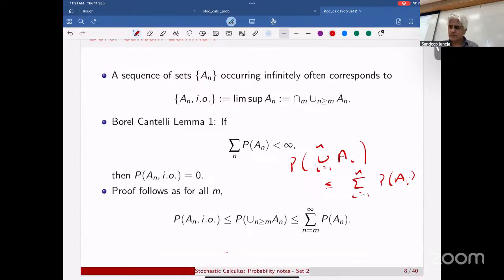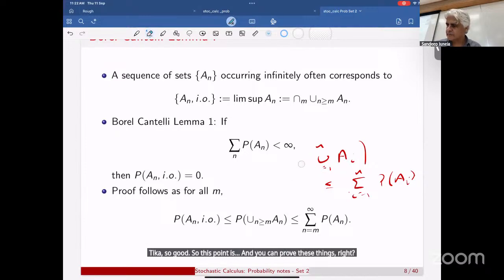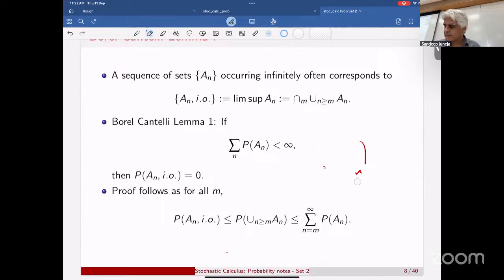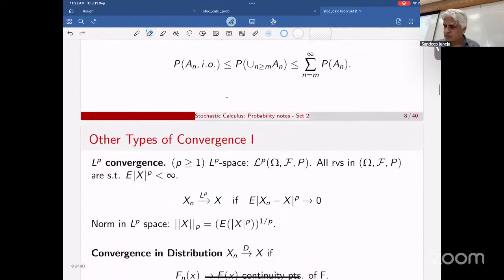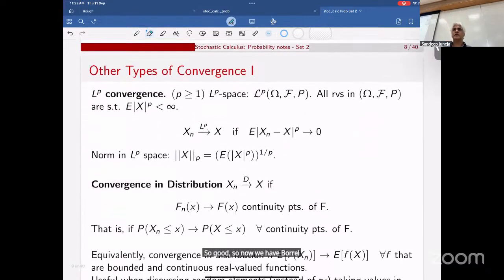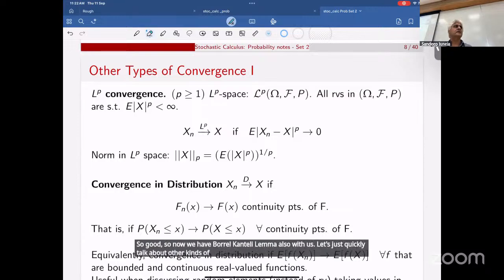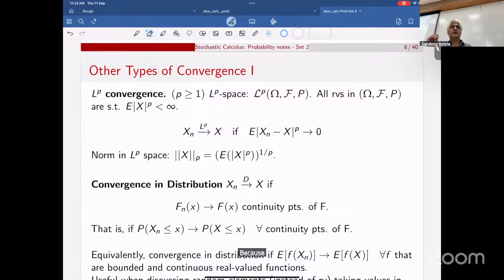Okay. So good. You can prove these things. So now we have the Borel-Cantelli lemma also with us. Let's just quickly talk about other kinds of convergence, because with these functions, convergence can happen in a variety of ways.